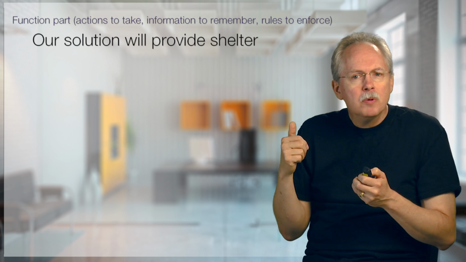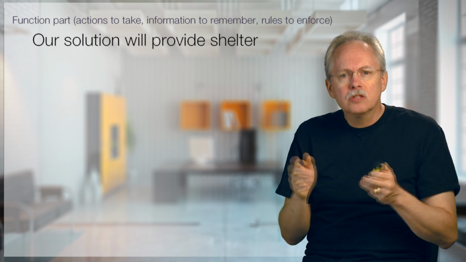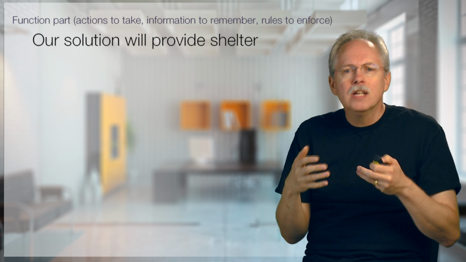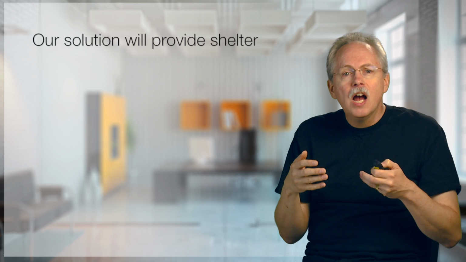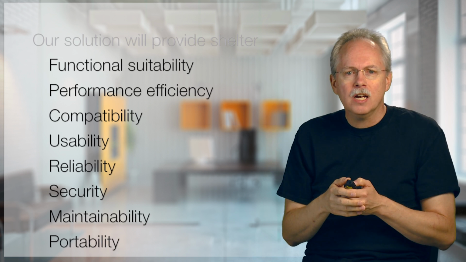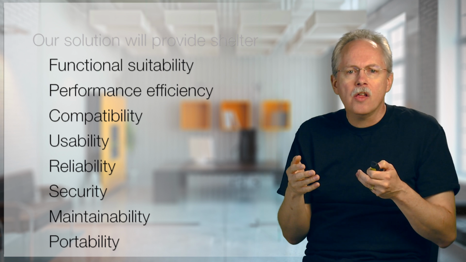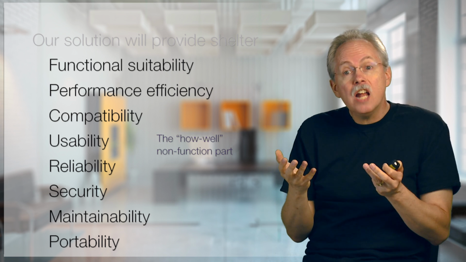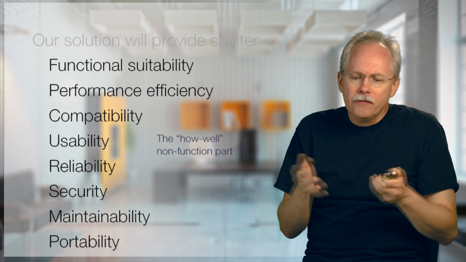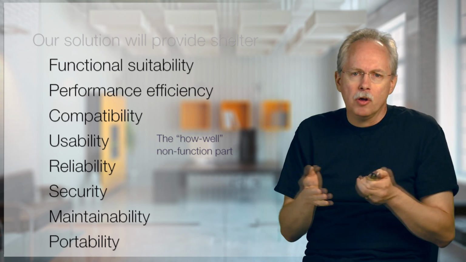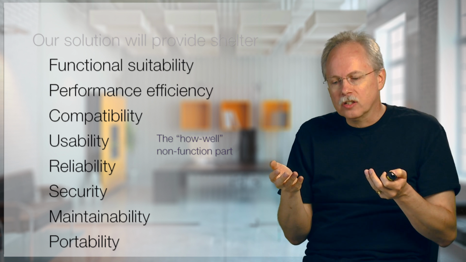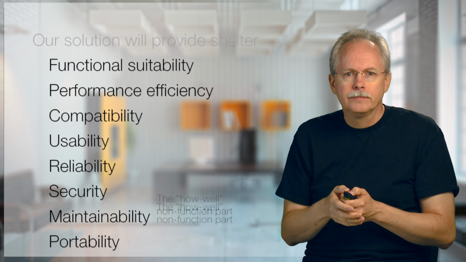And that, most people agree, yep, we get that. Our solution will provide shelter. But we could do that in lots of different ways, so we have to talk about some other things like how well we're going to do it. And there's categories of how well that we've had over time. And we call these categories the how well part or the non-function part, the things that aren't the function, but together create a full specification. So we sort of need both parts. And so a good requirement has that function and non-function. Fair enough.